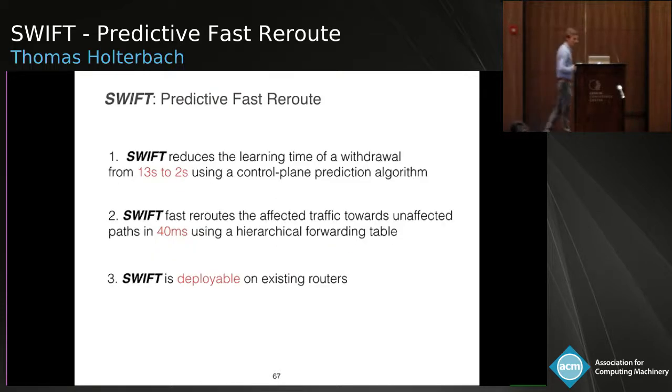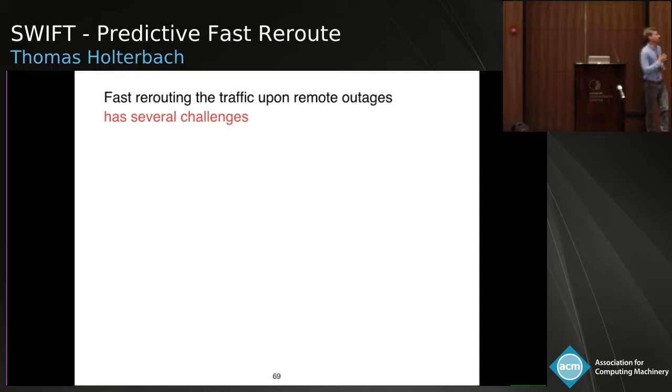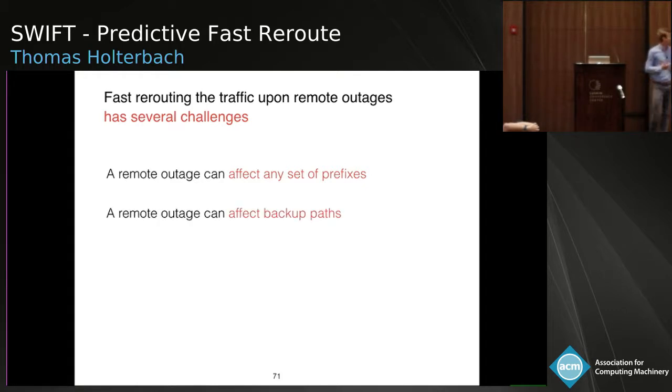So now I will show you that Swift can fast reroute the affected traffic toward unaffected backup path in 40 milliseconds only. There are a few challenges here, though. The first challenge is that any set of prefixes can be affected by a remote outage, and we don't know that set in advance. The second challenge is that the backup path can also be affected by the failure. So we want to be sure to use a backup path which is not affected by the failure. And finally, we want to be fast, of course.